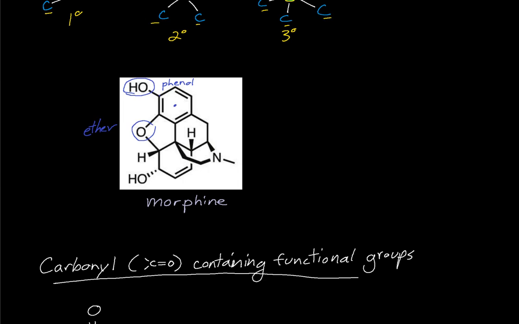However, here's an amine. It's attached to 1, 2, 3 other carbons. So this is a tertiary amine. This alcohol here is attached to a carbon that is attached to 1, 2 other carbons. So this is a secondary alcohol. So morphine has an ether, a phenol, a secondary alcohol, and a tertiary amine.